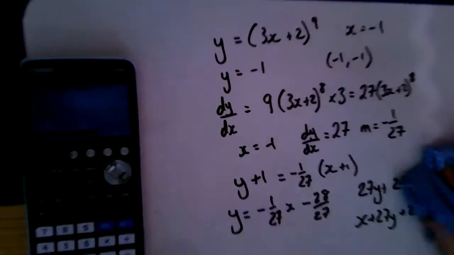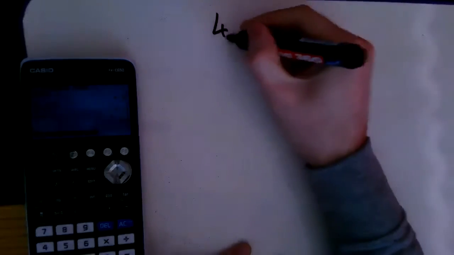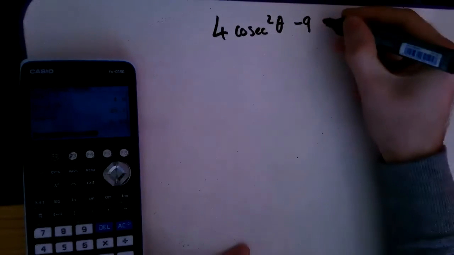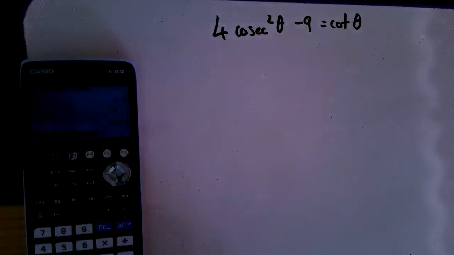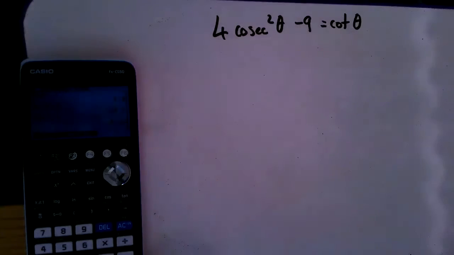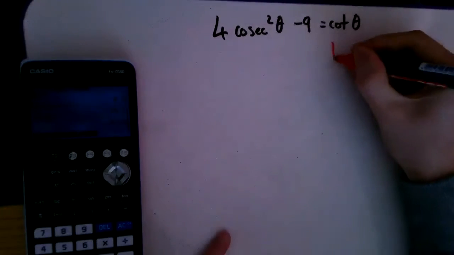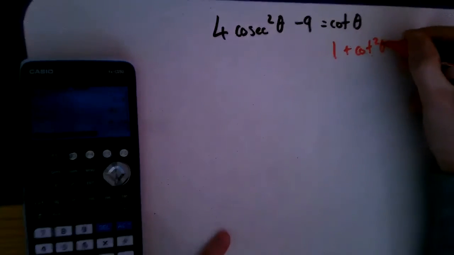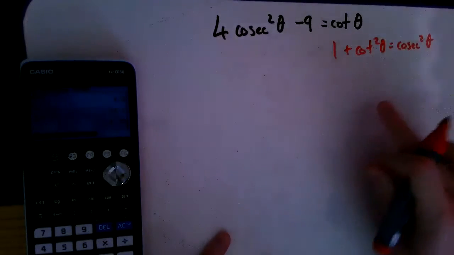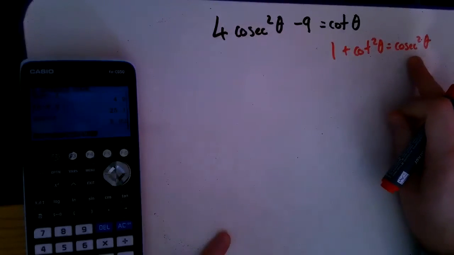Okay, third one. We have 4 cosec squared theta minus 9 equals cot theta. Okay, so don't change things into sines and coses just yet. Just think, I've got cosec and cot and 1 squared, so I can use our new formula. 1 plus cot squared theta is cosec squared theta. I don't need to rearrange, I've got cosec squared by itself ready.